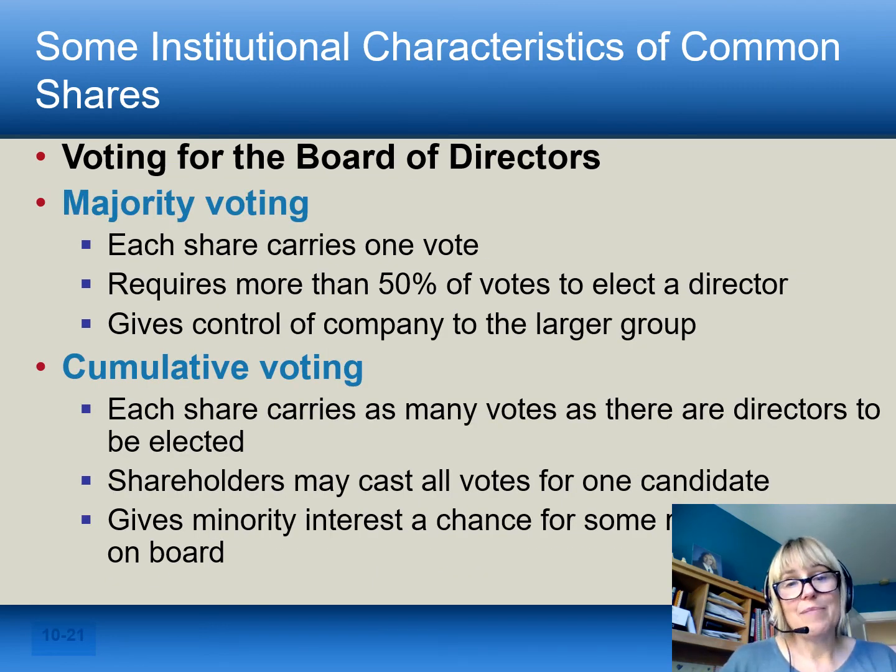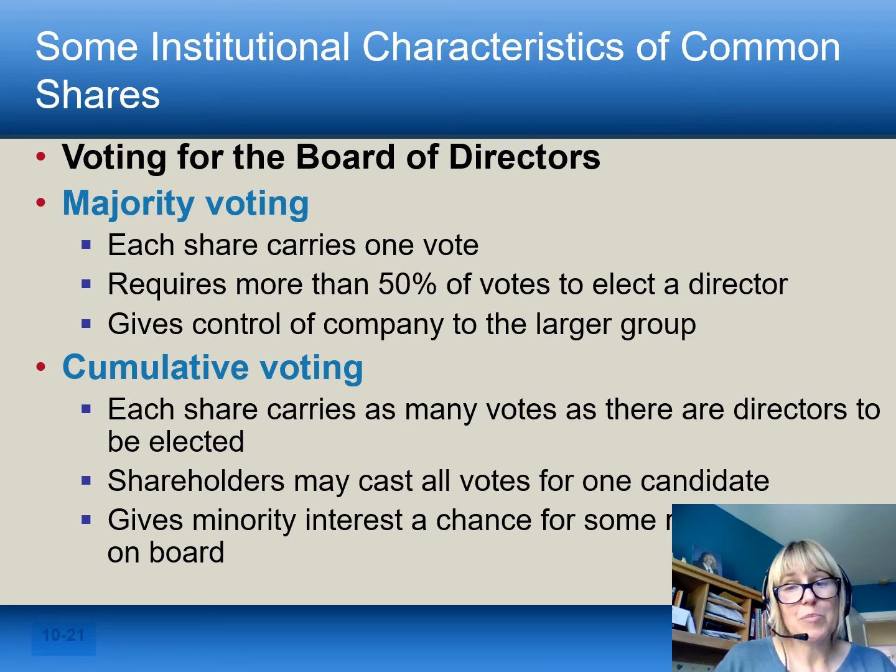So, voting for the board of directors, each share generally carries a vote. That's not true of all common shares. You might have a Class A that has 1-for-1 voting. You might have a Class B that has 4-to-1 voting, and you need 4 shares for the equivalent of 1 vote of a common Class A share. But when we're talking about simple characteristics of common shares, we just say these are voting shares. Each share carries 1 vote.